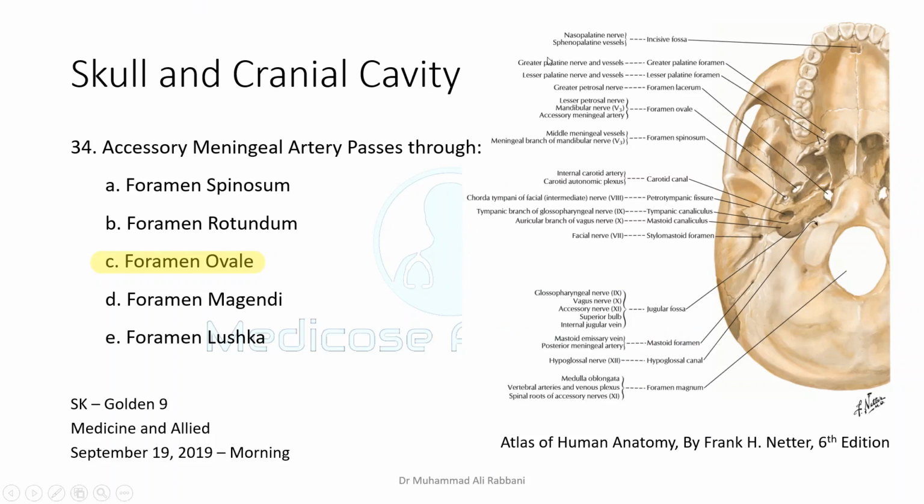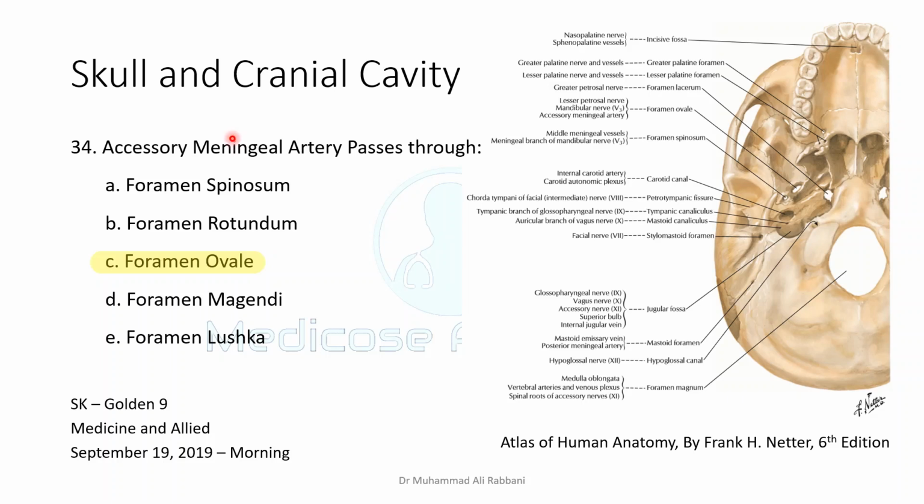I would like to emphasize that the structures passing through the foramina have been asked very repetitively, especially the cranial nerves, from which foramina of the skull they exit, and the vessels, especially the meningeal artery and accessory meningeal arteries. So be very vigilant about the MCQs regarding the structures passing through the foramina of the cranium. The accessory meningeal artery passes through foramen ovale. What other structure passes through foramen ovale? That is the mandibular division of the trigeminal nerve.